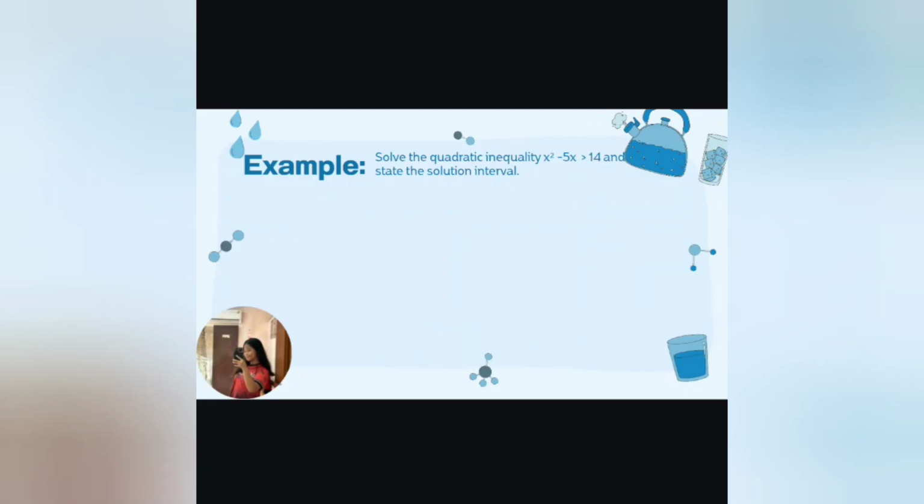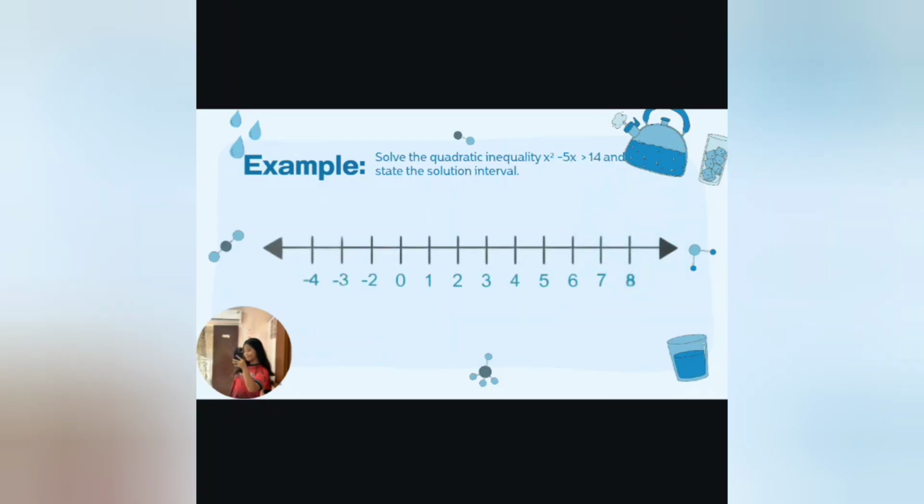So here, let's visualize our solution using a number line. First, we plot our critical boundary numbers, negative 2 and 7. Notice that I am placing an open circle on both numbers, because our original inequality uses a strict greater than symbol, meaning the boundary values themselves are not included in the final answer. As you can see, these two boundary points split our number line into three distinct regions.